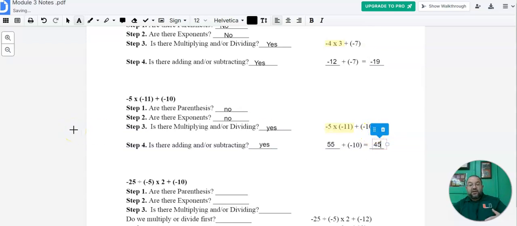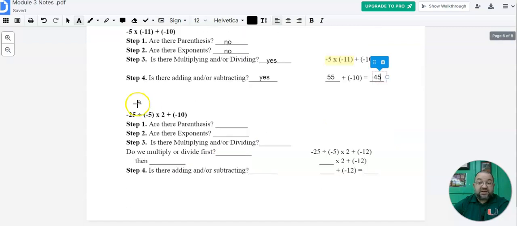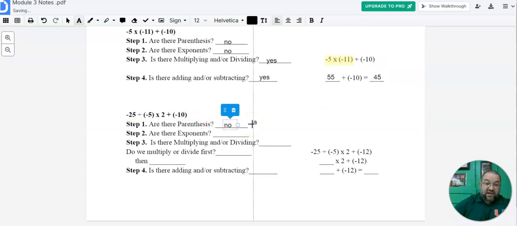That makes sense, right? So far, pretty simple, pretty easy, because the only parentheses we've been dealing with are these separators for the negative numbers, okay? And that trend continues even down to here, okay? Again, are we dealing with parentheses of problems that need to be solved? The answer is no. Are there exponents in there? I don't see any. Is there some multiplying or dividing? Yes, there is, all right? Do we multiply or do we divide first?